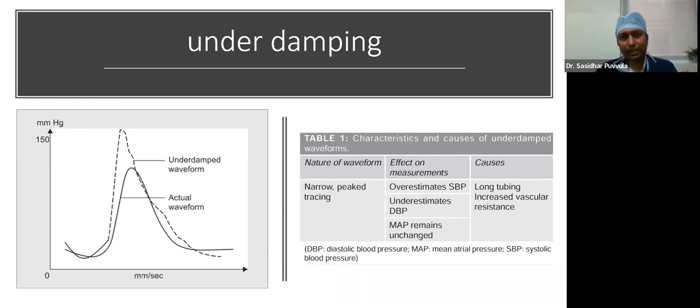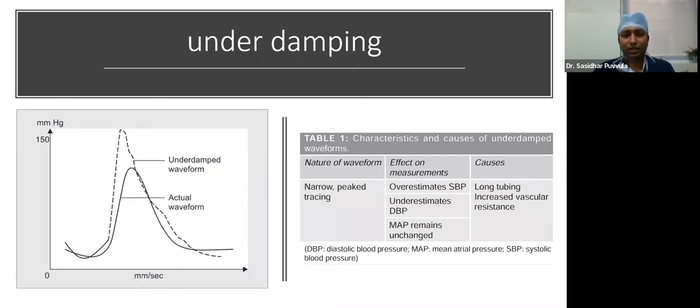So when you connect any catheter to a transducer and to the monitor, it intrinsically has some resonance and damping properties, which are standardized. But there are various factors that can affect this damping and resonance, which can give you erroneous values. So it is very important for you all to understand what is under damping, what is over damping, and how to deal with it. So what is under damping?